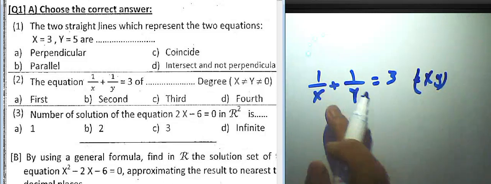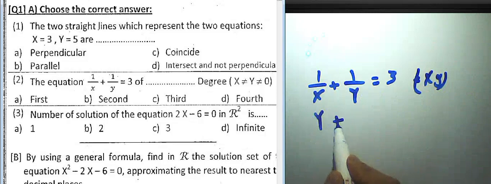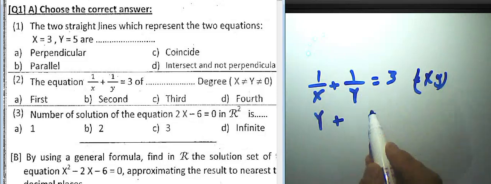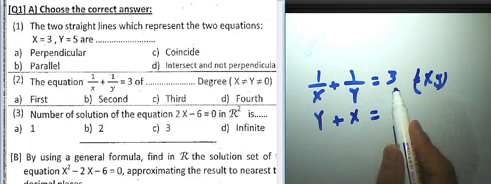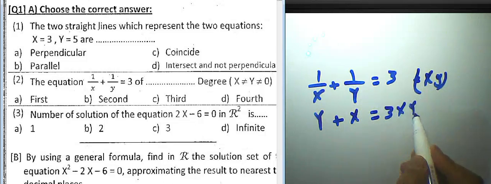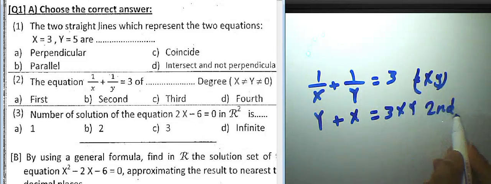xy times 1 over x, the result will be y. And xy times 1 over y, the result will be x. And 3 times xy will be 3xy. So it will be the second degree. We must choose the second degree, letter B.